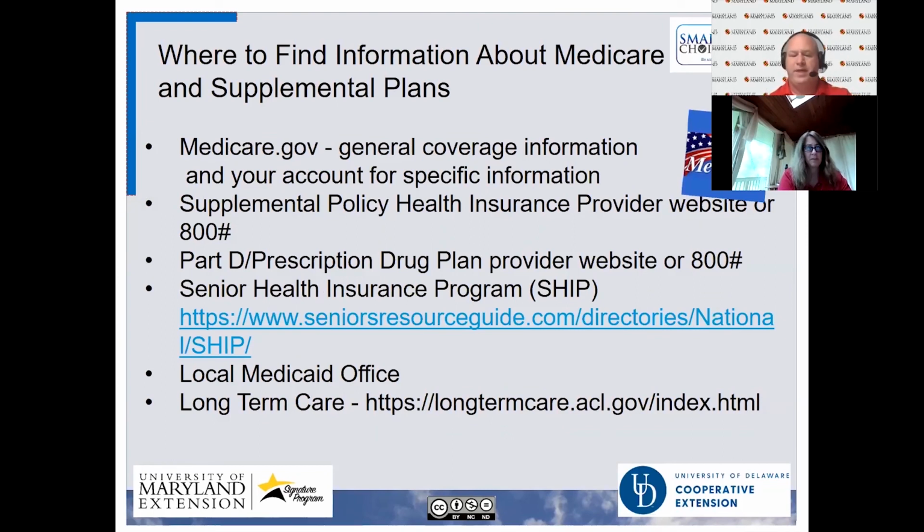So where do you find information about Medicare and supplemental plans? You can go to medicare.gov. If you have a supplemental policy, you can go to that provider and search up information. You can go to your prescription drug plan and call that number, that provider.